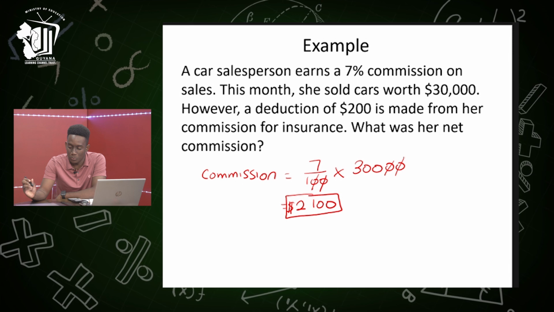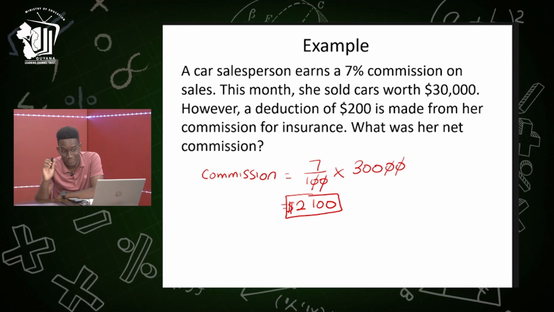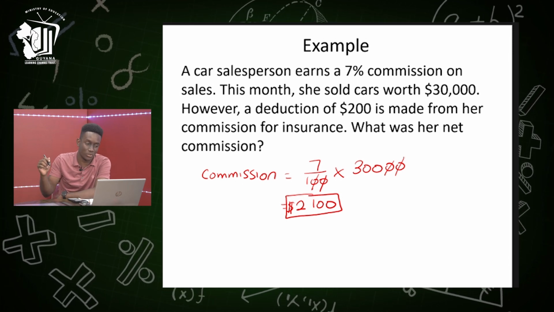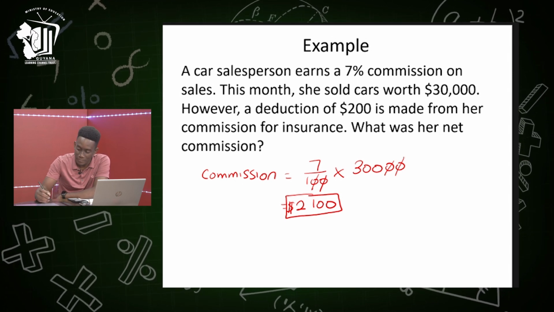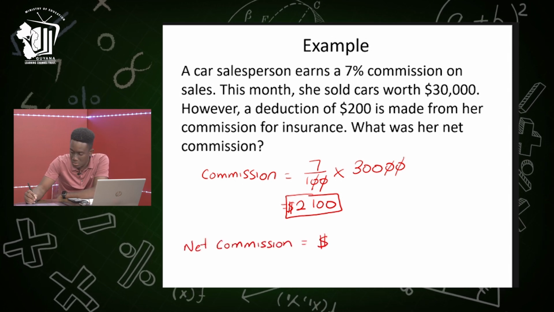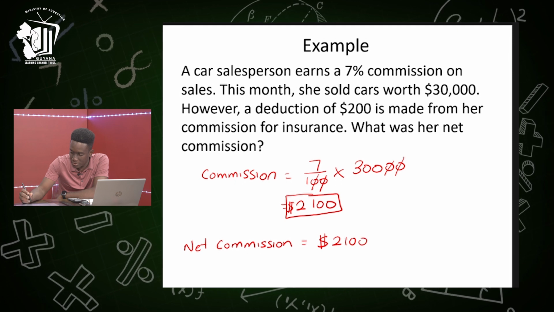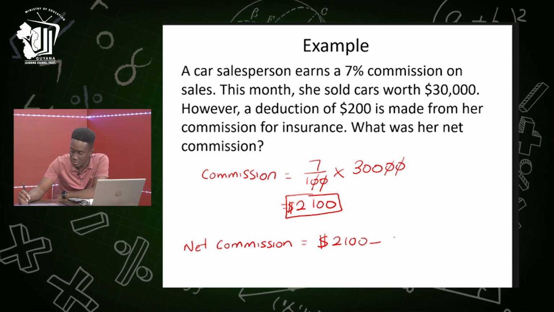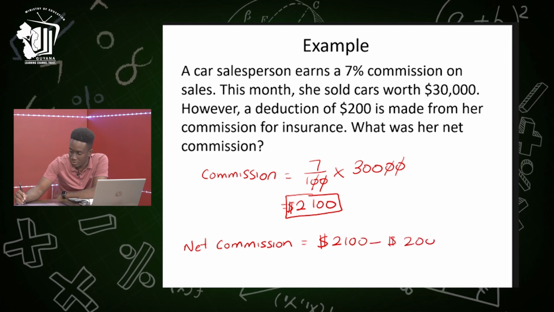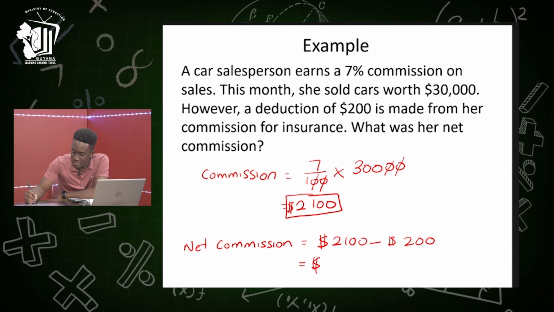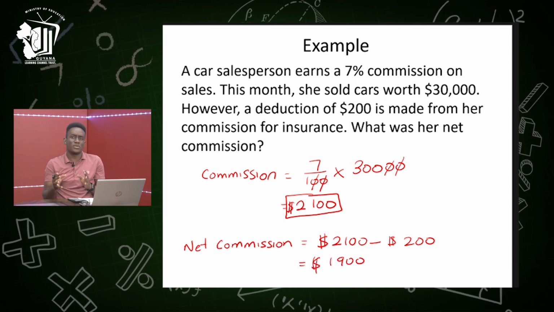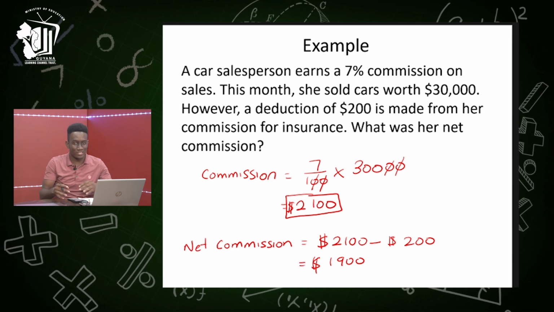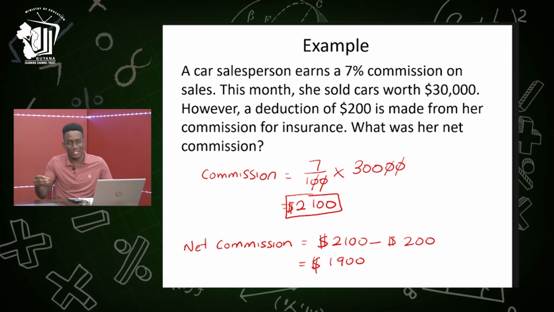So the commission would be 2,100, but this is not the final commission. Our net commission would be, we have to deduct the $200 from the commission. So the net commission would be the 2,100 subtract the 200. So this would now give us 1,900.